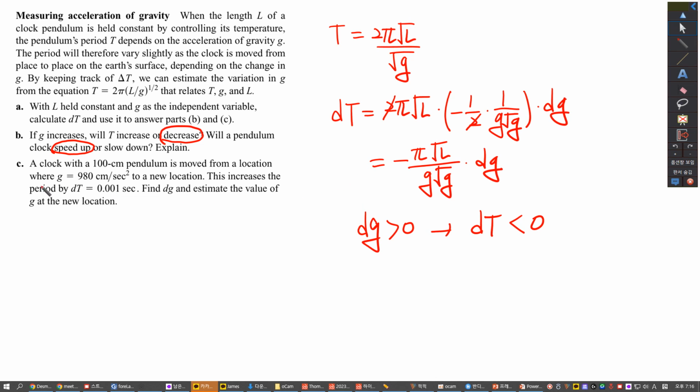And then let's go to C. And if we change the location, let's say the period increases. If dT increases, that means the g decreases because the signs are opposite.